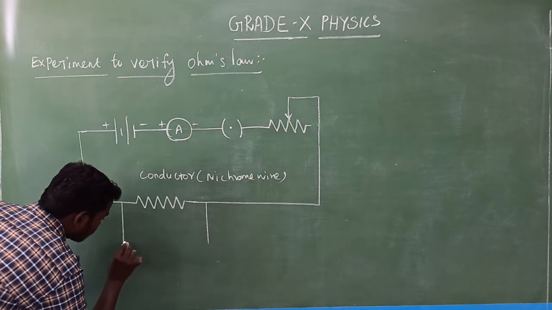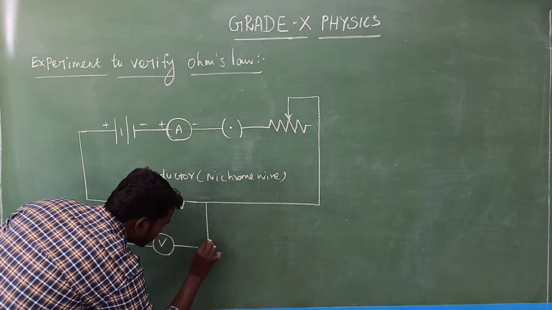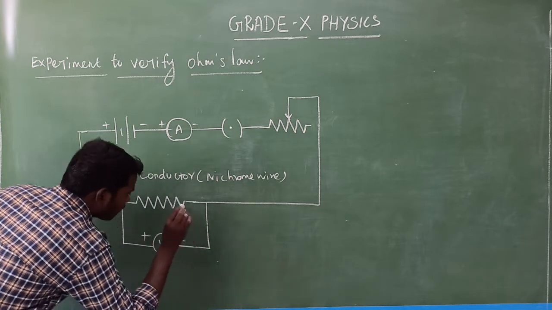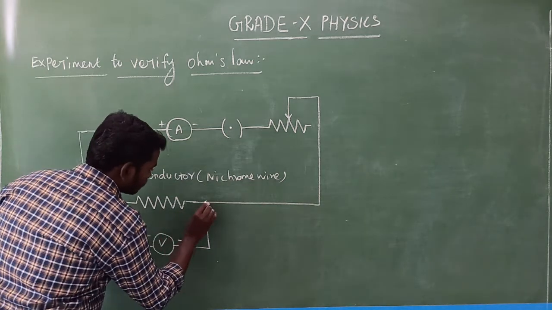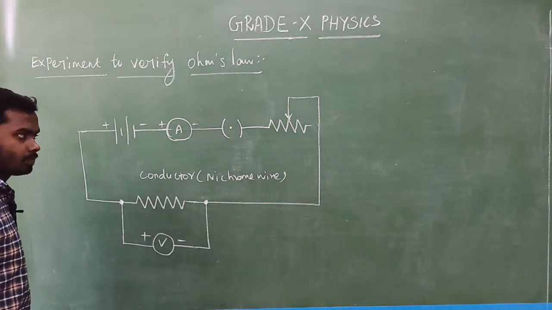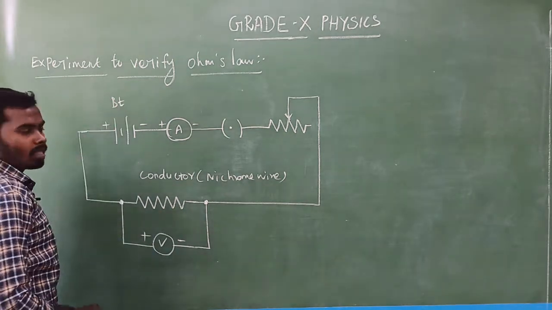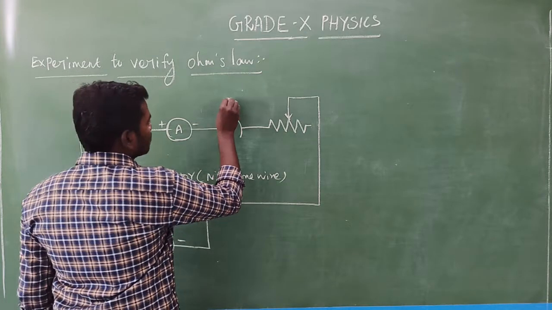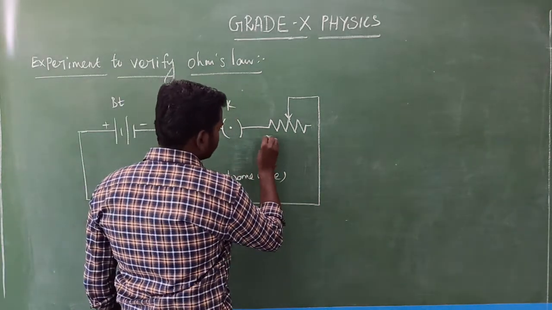Across the two terminals of the conductor, I am going to put a voltmeter parallel to this conductor. This is one end, this is the other end. Okay, students, what is this? This is the battery, this is the ammeter, this is the key, which means switch, and this is a rheostat.